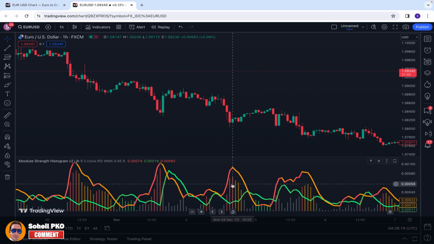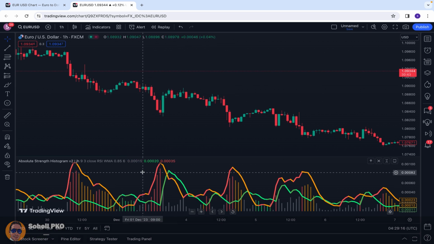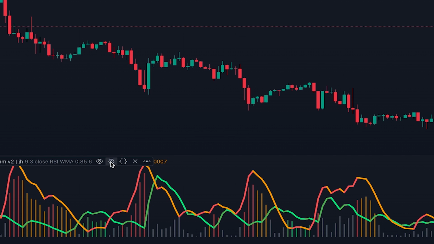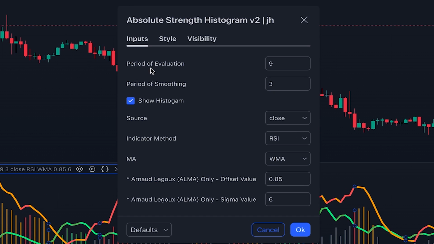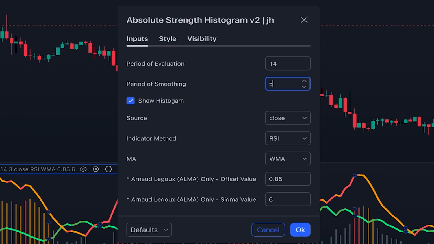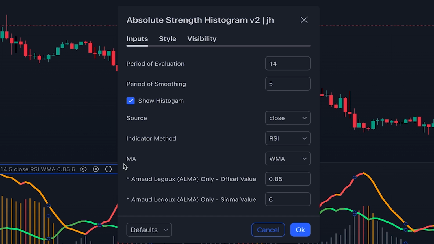This indicator is a very powerful indicator that gives us a measure of the absolute strength of movement in the market. We need to change the settings of this indicator. So here we go to the settings of this indicator, and here for period of evaluation we set it at 14, and for period of smoothing we set it at 5. In this trading strategy we don't need the histogram, so we remove it from here.